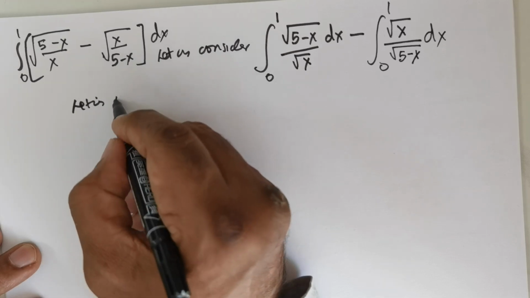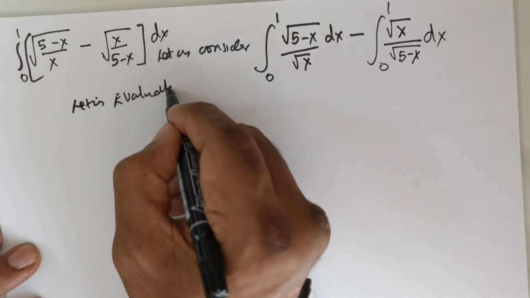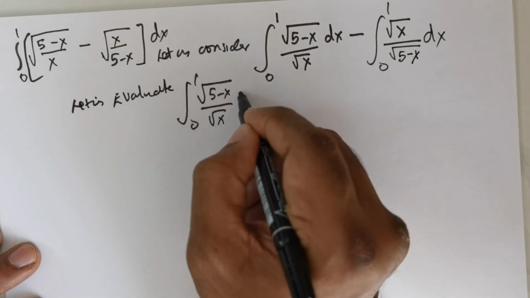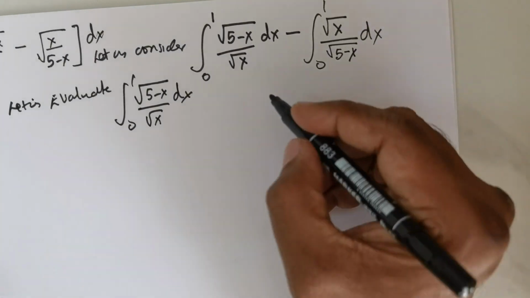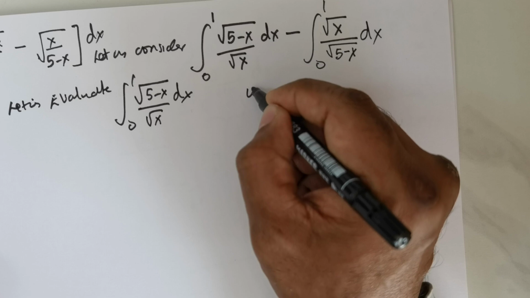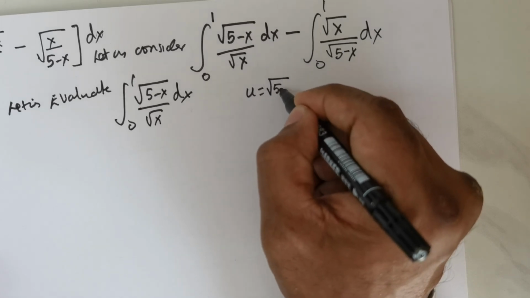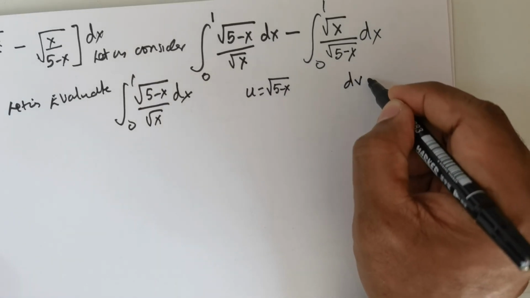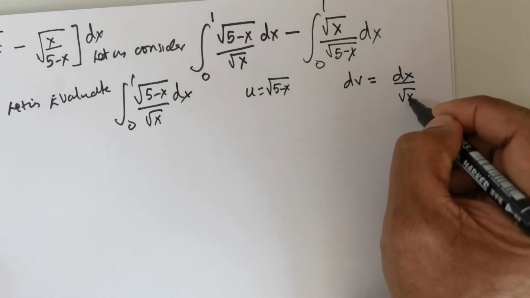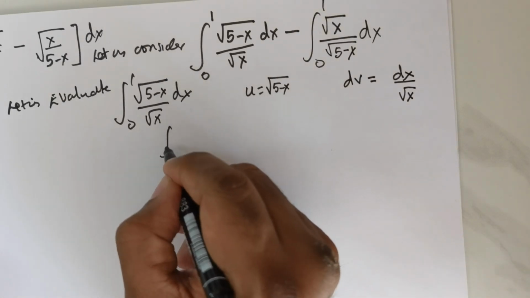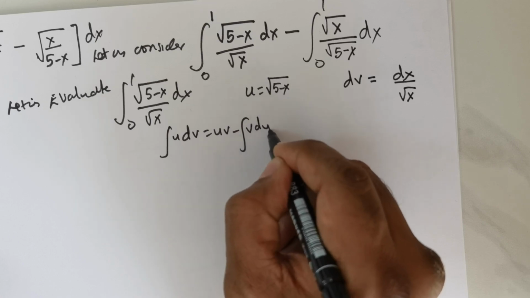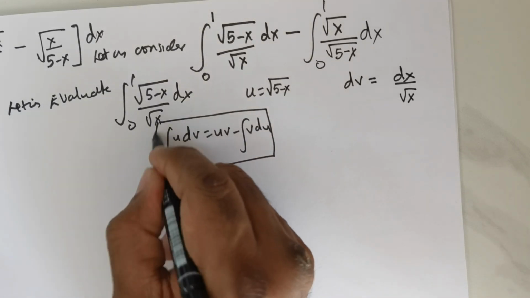Let us evaluate integral 0 to 1 root of 5 minus x divided by root of x dx first. Now I would like to use integration by parts. So let me take u to be root of 5 minus x and dv to be dx divided by root of x. Now the integration by parts formula is integral of u dv equals uv minus integral of v du. So this is the formula we would have to utilize.